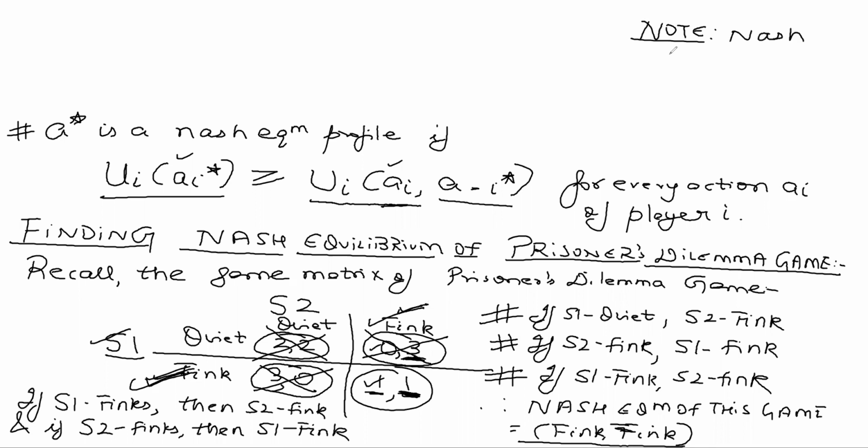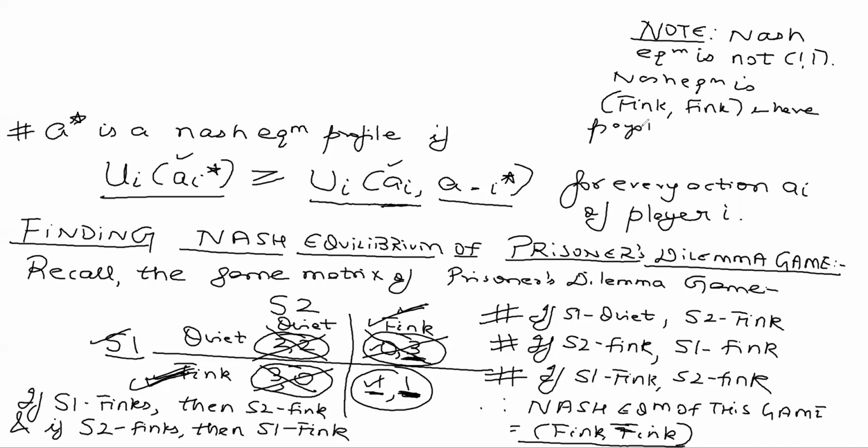Nash equilibrium is not 1 comma 1. Nash equilibrium is think comma think, where the payoff is 1 comma 1. All students, please understand, when you write in your exam the Nash equilibrium, it is the action profile, it's not the payoff.